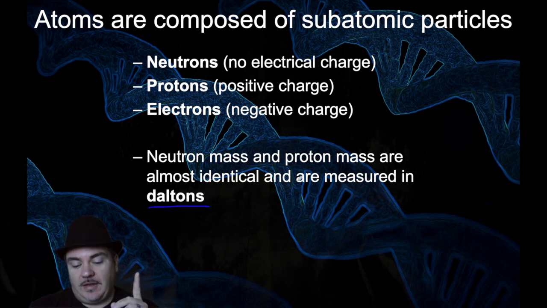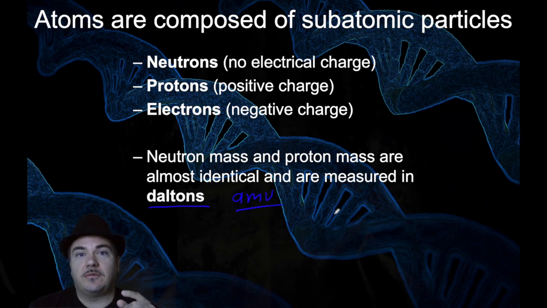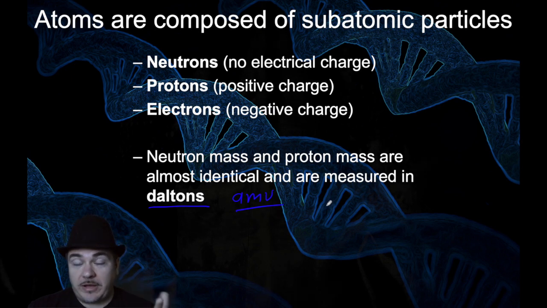Now, a Dalton is also called an AMU, or atomic mass unit. Unfortunately, this happens way too much in science: a lot of times there'll be more than one name that means the same thing, and you've got to know both names. So a Dalton is the exact same thing as an AMU, or atomic mass unit. It's a unit of measurement of mass for things that are very, very small.